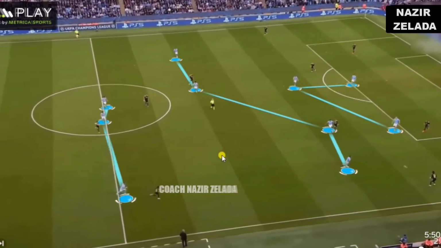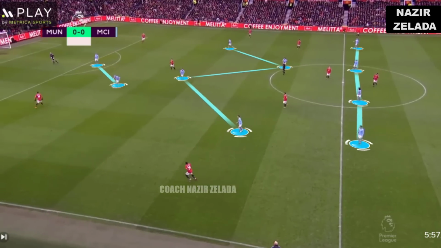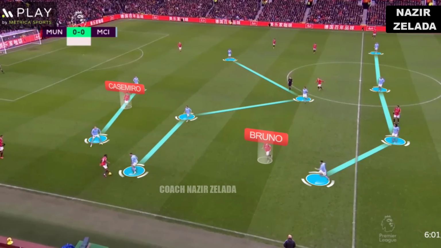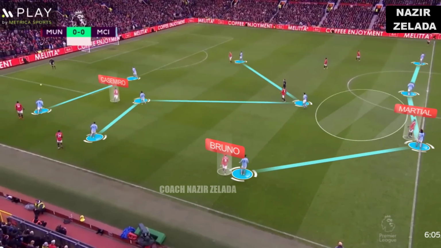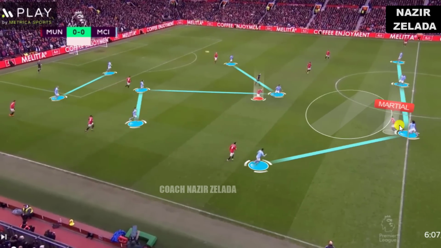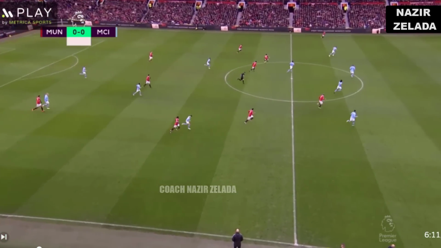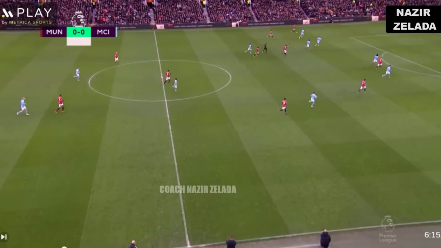Next we'll see how Manchester United could punish Man City. As we can see, the passing lines to Casemiro and Bruno are covered. Therefore Man City forced them to play long, but it will be important how the center striker will receive and hold the ball to play with the midfielders that will come from behind. They will usually progress through the sides.